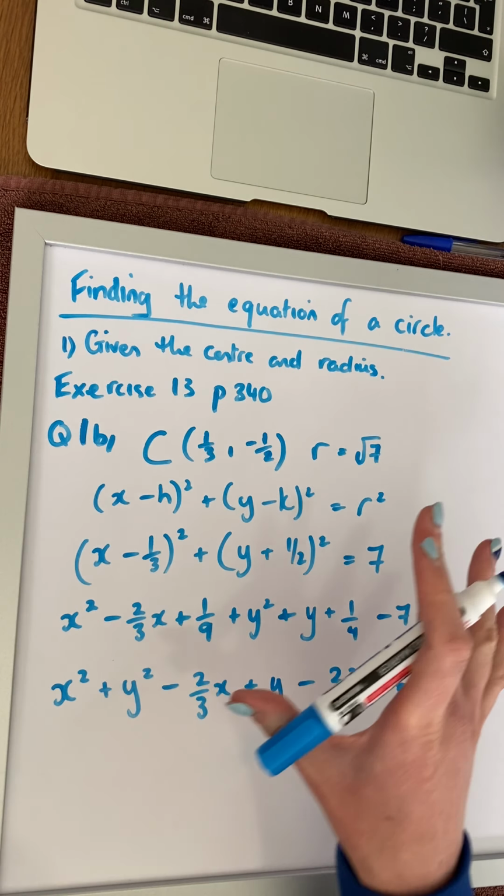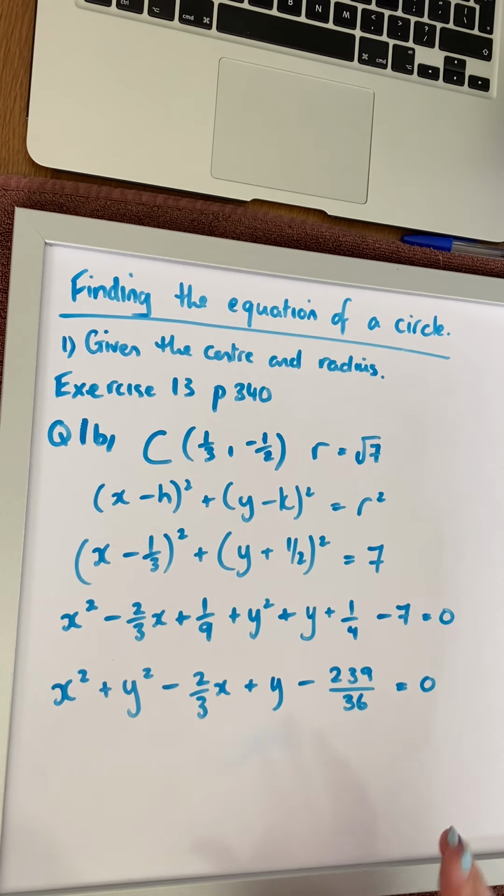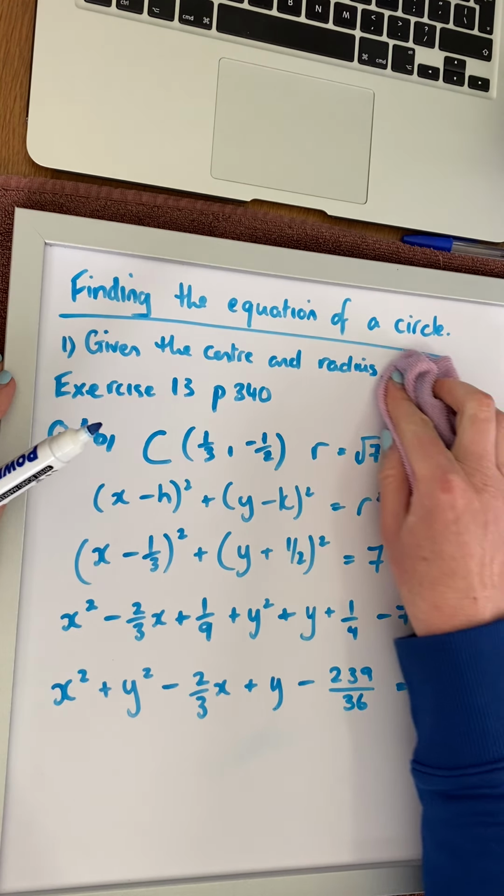All right, so that is probably the easiest type of question that you will get in terms of finding the equation of a circle. And that's scenario 1, where we're given the center and the radius.